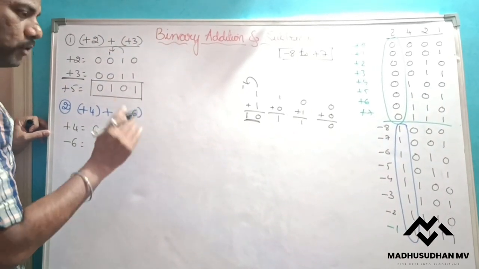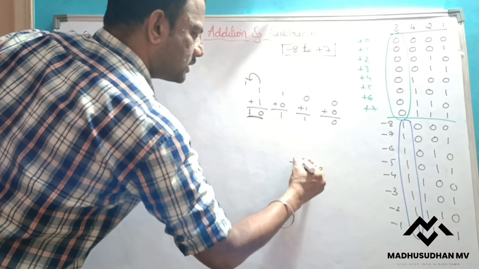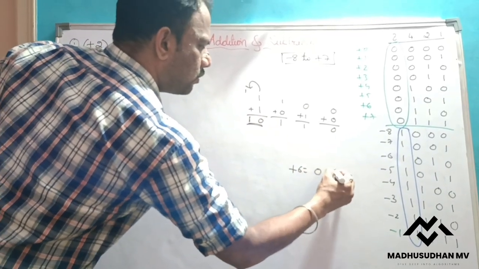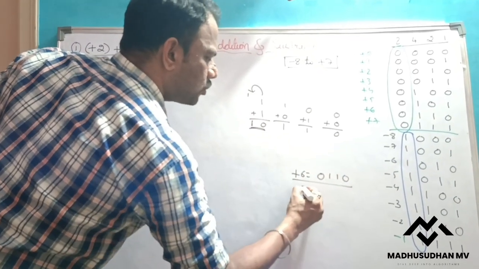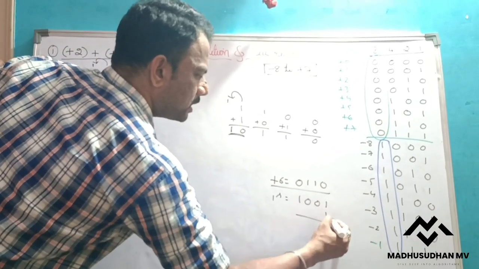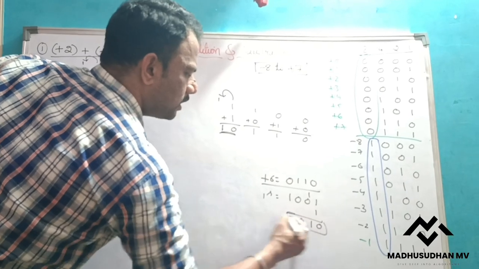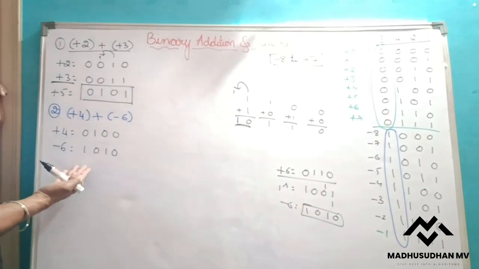Suppose you don't know how to get minus 6, very simple. First write plus 6. Plus 6 is 0110. For this take the 1's complement, 1001. To this you add 1. 1 plus 1, sum bit is 0, carry 1. So 1010. So this is your minus 6. Same thing I got, 1010.